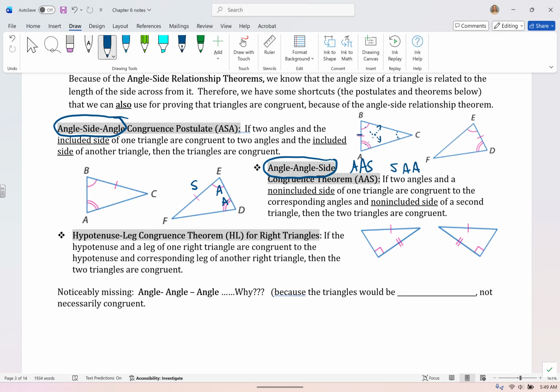So over here, we know two angles and we know the side in between them. So angle, side, angle.